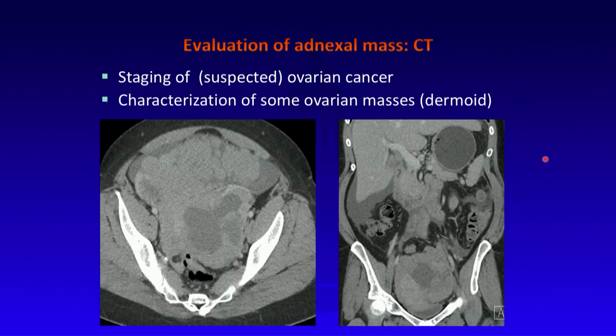The role of CT really, I'm sorry, Dr. Fishman, but it's really limited to staging of ovarian cancer. CT is not very good at characterizing ovarian masses, except perhaps a dermoid or an obvious malignant ovarian lesion. But it's excellent in picking up the peritoneal carcinomatosis. That's very important for staging.